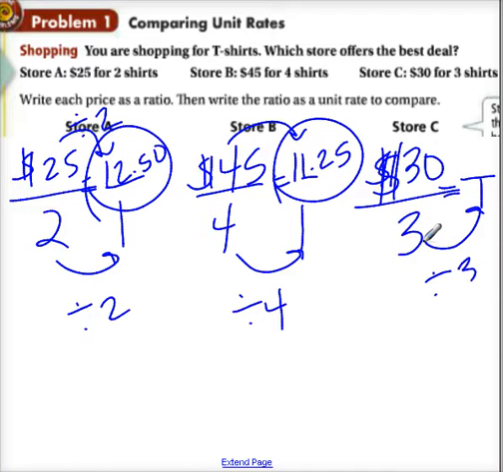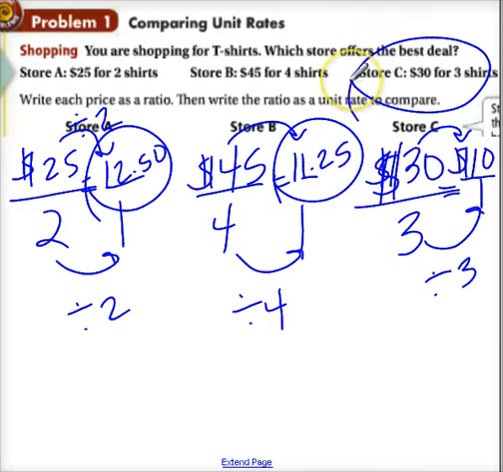Divide by 3 for store number C, or letter C. Divide by 3 on top, $10 a shirt. So store C offers the best deal. You're getting each shirt for the lowest price.